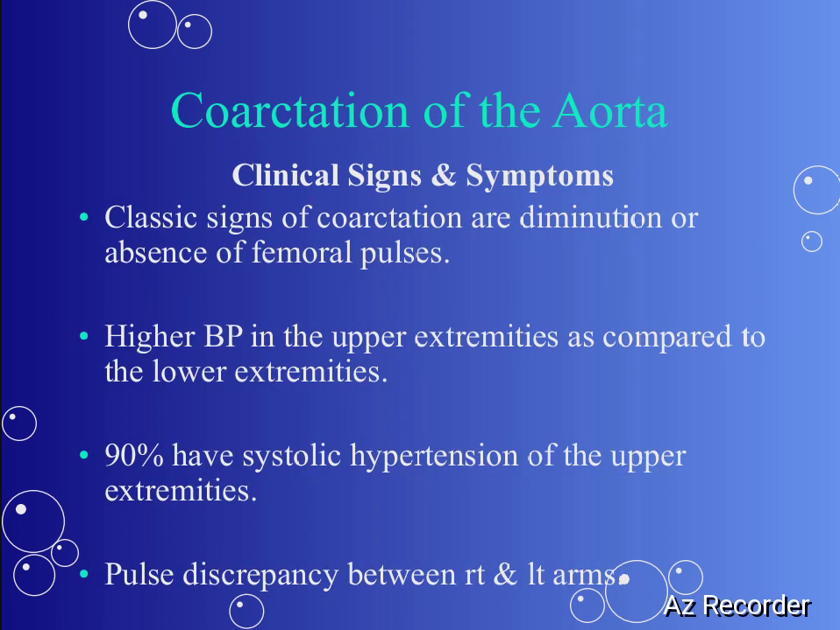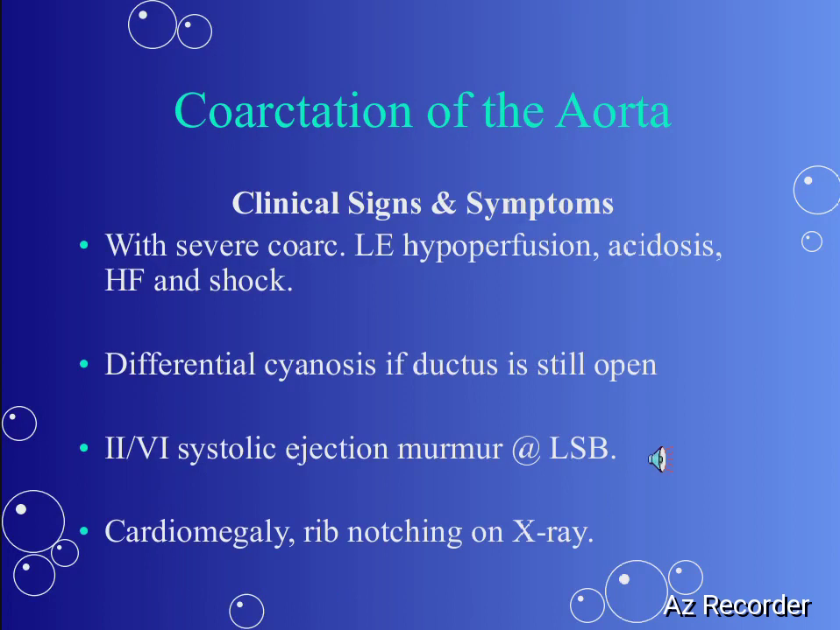Classic signs of coarctation are diminished or absent femoral pulses, and higher BP in the upper extremities compared to the lower extremities. 90% have systolic hypertension of the upper extremities. There is a pulse discrepancy between the right and left arms.